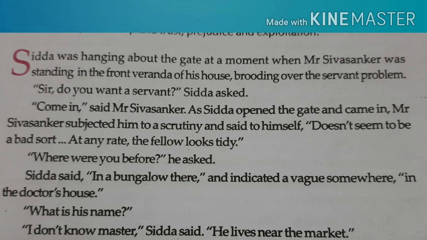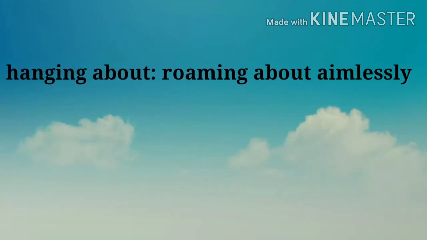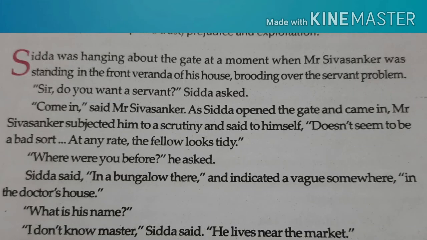So the story begins with the protagonist, Siddha, one of the main characters in the story, and he's just hanging about. Hanging about means he was just walking about aimlessly, about the gate of Mr. Shiv Shankar.